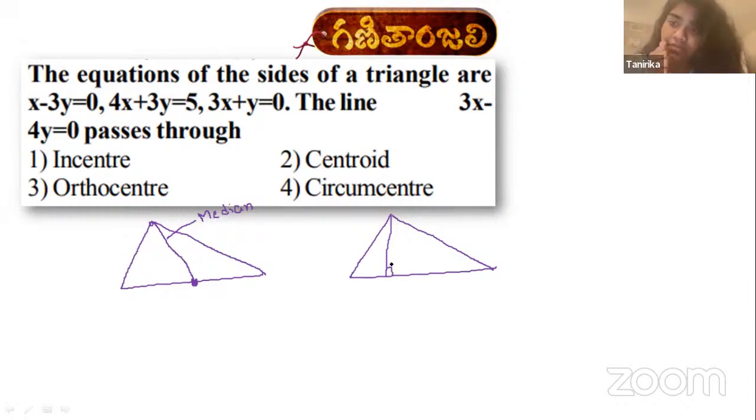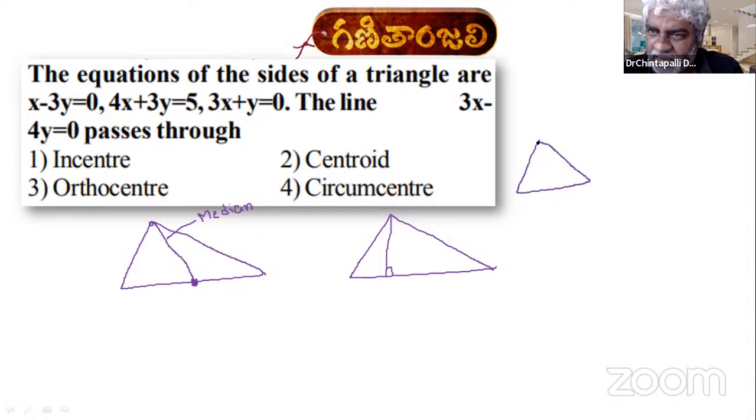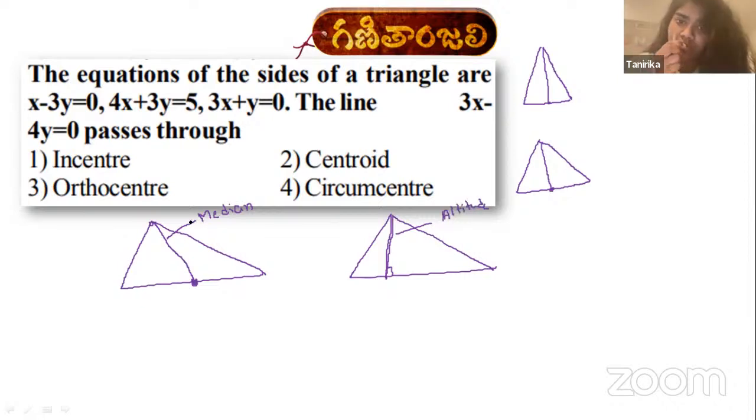Of course, there are cases where the altitude passes through the midpoint. In an equilateral triangle, the altitude passes through the midpoint. And in an isosceles triangle, the altitude passes through the midpoint. But not in all cases. In other cases, the altitude may not pass through the midpoint of the opposite side. So it is called height or altitude.